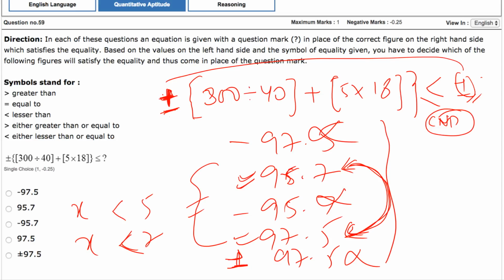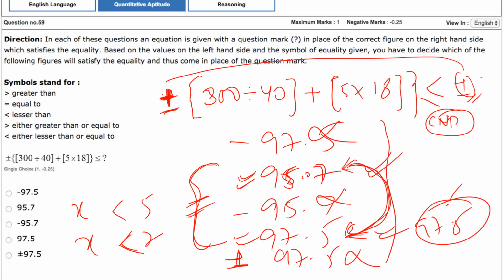Let's suppose 95.7 is my answer. If this satisfies my condition, will 97.5 also not satisfy the condition? And now if you have to choose one between the two, which one will you choose? Sorry, among is not the correct usage. So without even seeing what is written here, you can solve it in 5 seconds.